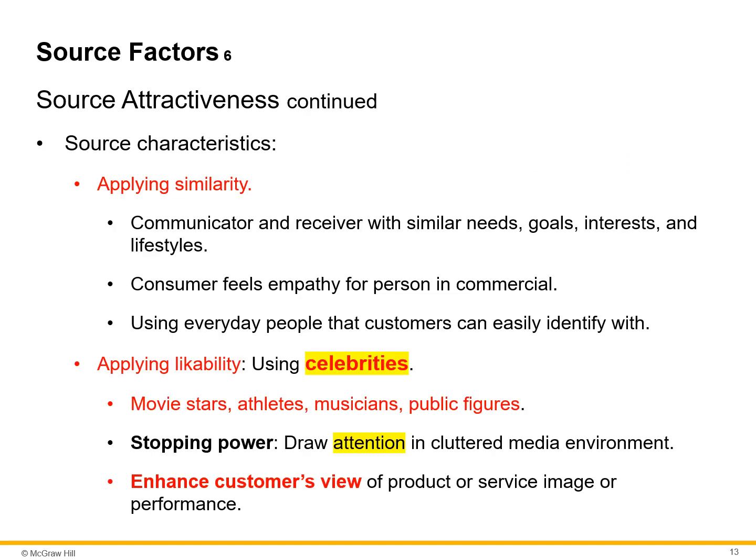In source characteristics, you can apply similarity: communicator and receiver with similar needs, goals, interests, and lifestyles. Also, when consumers feel empathy for a person in a commercial, that's a similarity. You can apply source similarity by using everyday people that the customers can easily identify with.